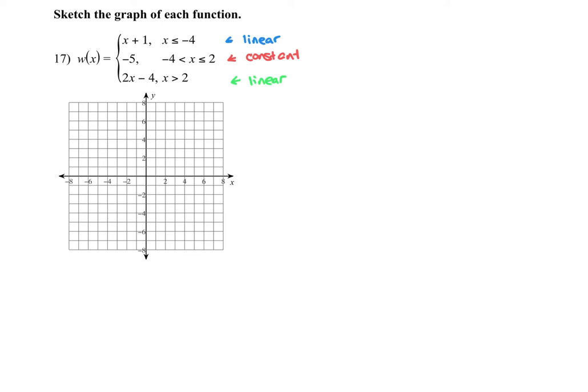I mean, you could have a parabola, you could have an absolute value, you could have any type of function here. You need to recognize those parent functions that each one represents, okay?